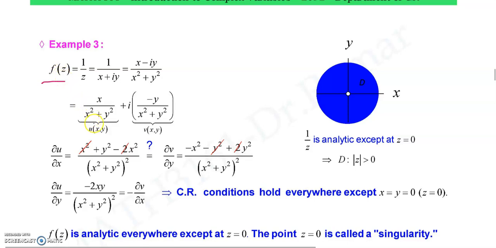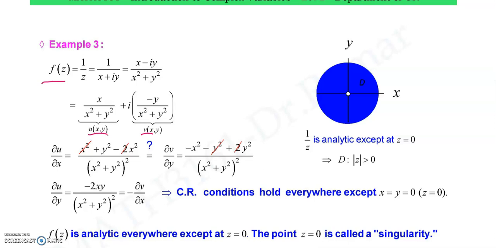Now what is u here? The real part of the function f is u. What is v here? The imaginary part of the complex function is v. This is v, this is u. Now we have to check the CR equations for analyticity.